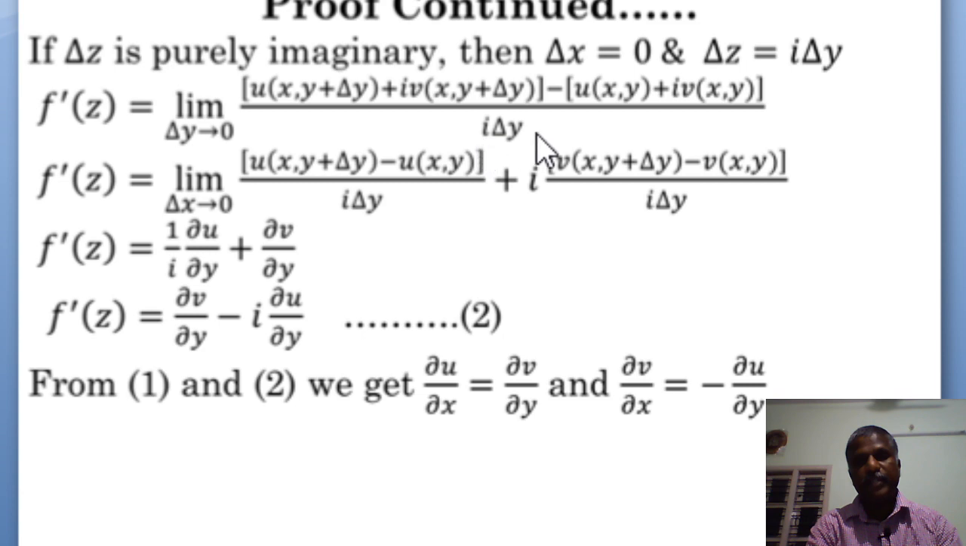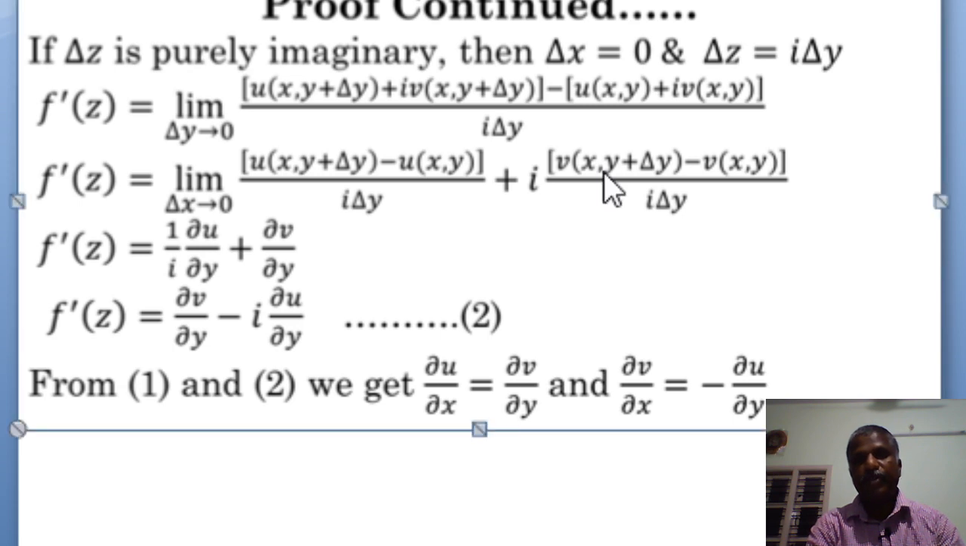So Δz is iΔy, and taking the limit as Δy tends to 0. Here it is Δy, not Δx; please replace this Δx by Δy. So here we find the partial derivative of u with respect to y. Here we are changing y keeping x constant, so it becomes ∂u/∂y times 1/i, plus i into the derivative of v with respect to y keeping x constant, ∂v/∂y.